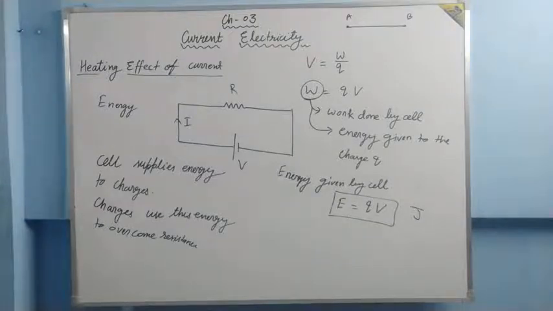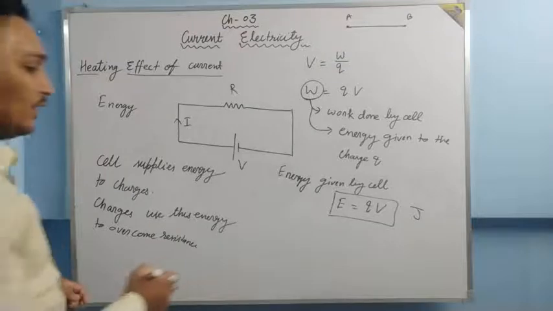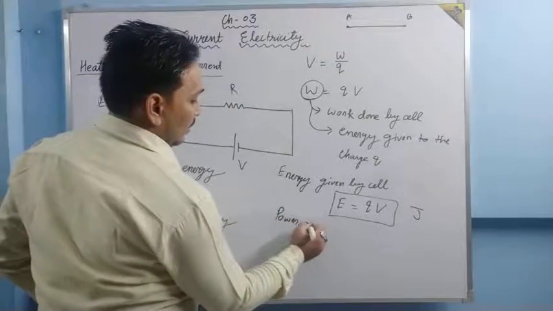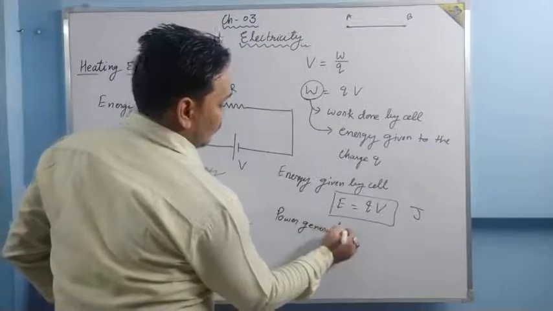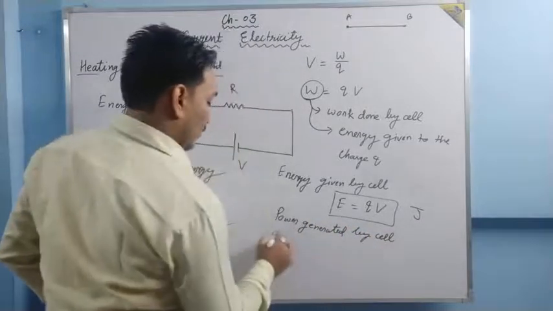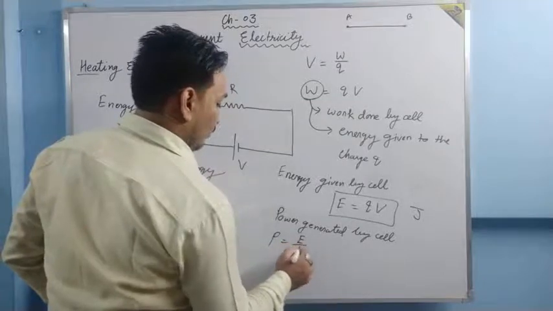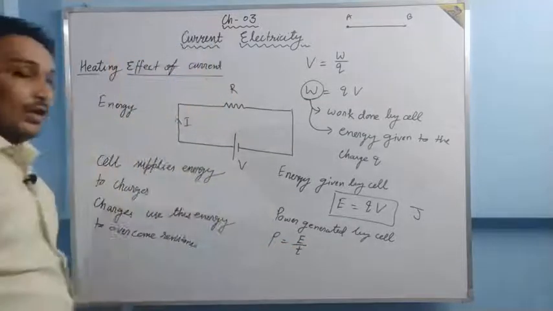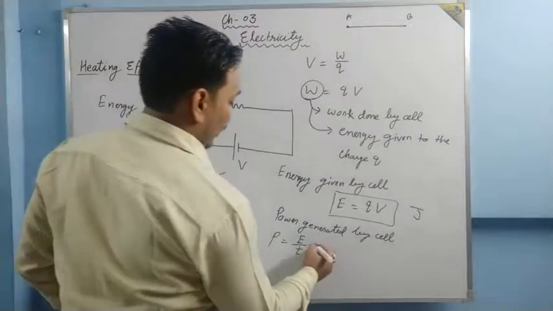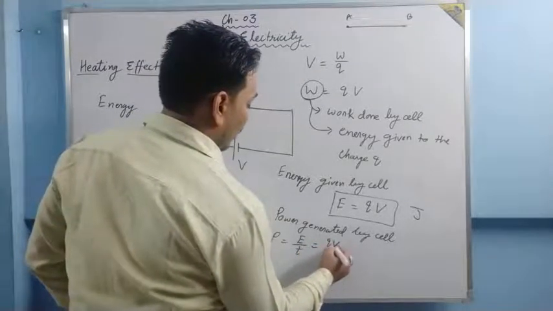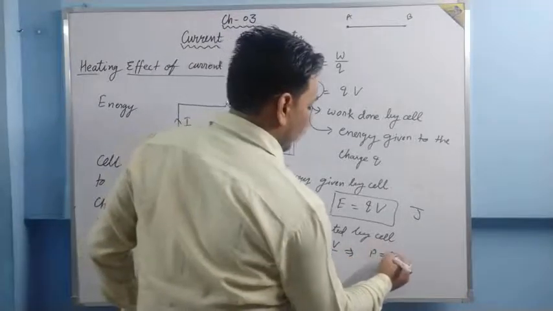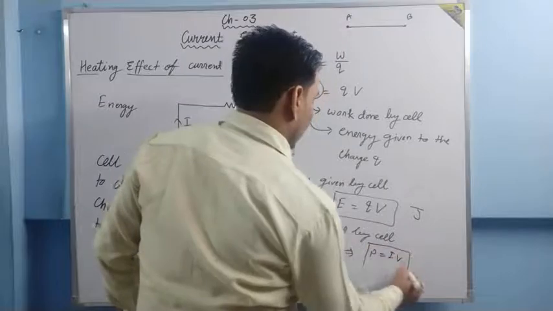If this is the energy, then what is the power generated by the cell? Power generated by the cell, P is equal to energy upon time. The basic definition of power is that only. Let us put the value. Q into V upon T. Q upon T is current. From here we can write P is equal to I into V.